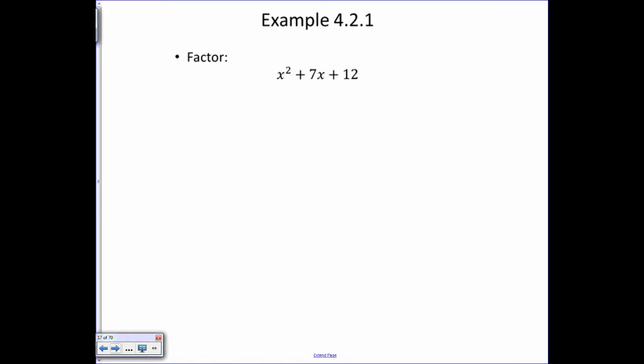And so we're going to start out with a simple example. We want to factor x squared plus 7x plus 12. And so I just want you to follow along with this particular method. X squared, the number in front, if there's nothing there, is assumed to be 1. And so what we're going to do is take the first number and the last number, and multiply them together. 1 times 12 is 12.